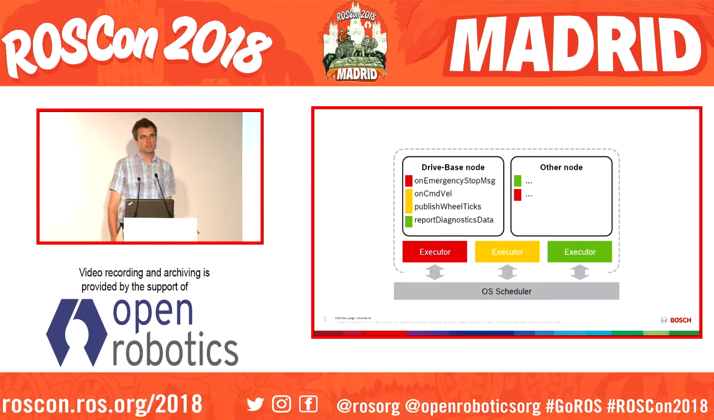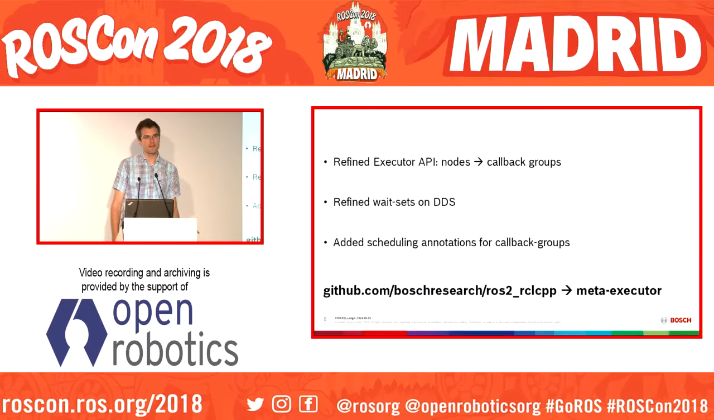And our approach is to create multiple executor instances in the same process and to configure them with the normal operating system scheduling mechanisms like priorities, core pinning, or batches. And for this purpose, we had to refine the executor API to work on the level of callback groups instead of whole nodes, and also to use more refined waiting sets on DDS where the actual queues are managed.